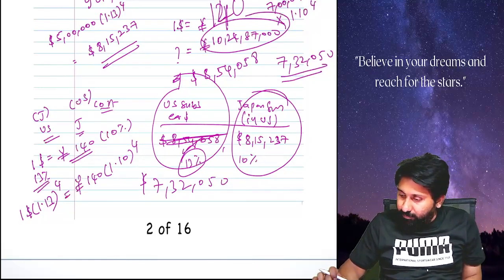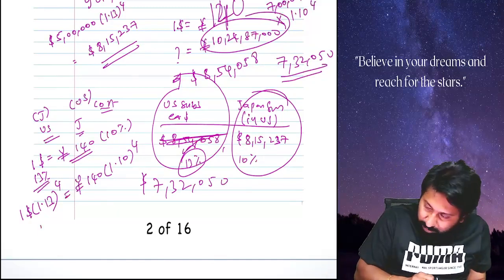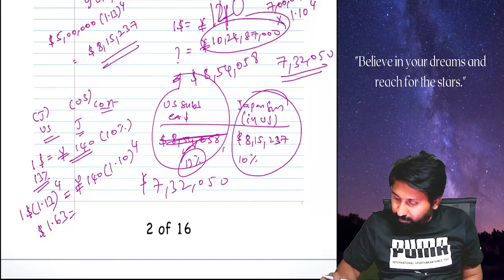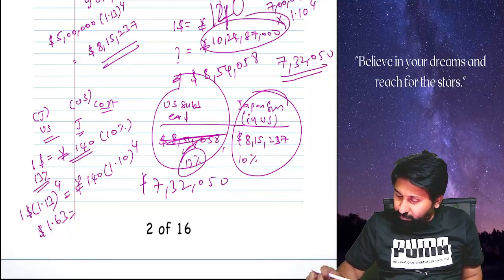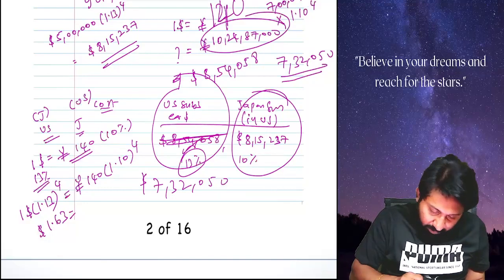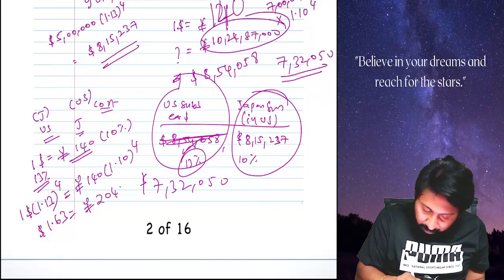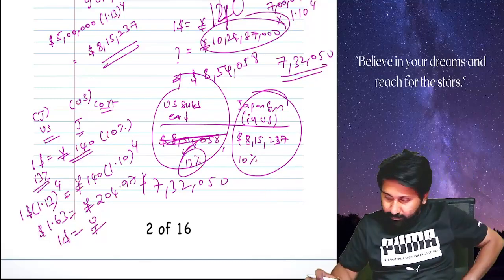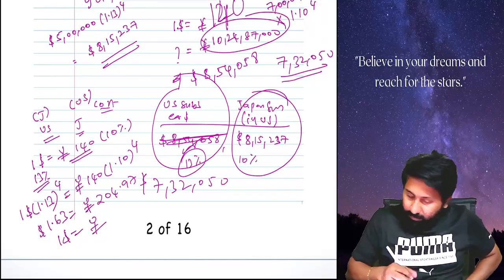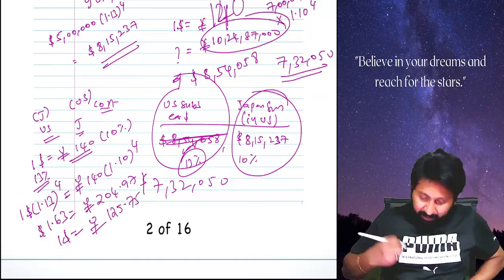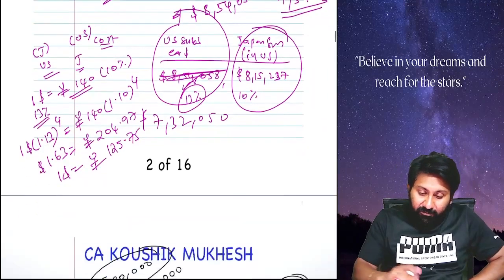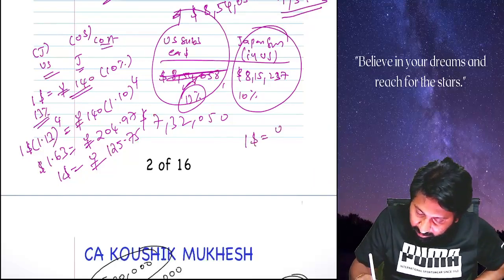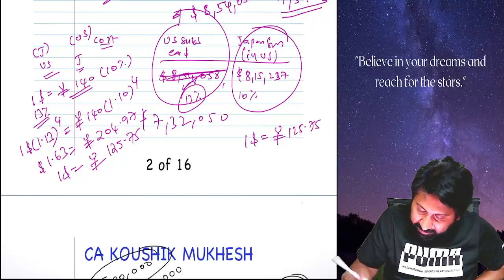1.13 power 4 dollars equals 1.10 power 4 into 140 yens, which is 204.97 yens. So $1 equals yens 125.75. If 125.75 prevails in the fourth year, what will happen? $1 equals yens 125.75.